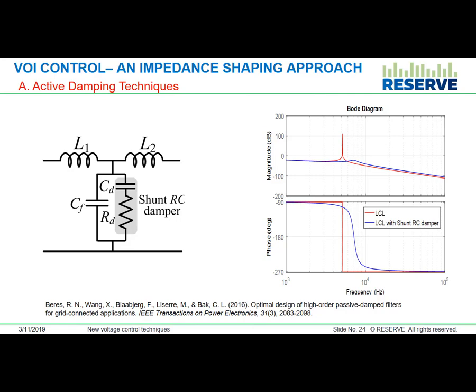The disadvantage, however, is very straightforward: you cannot address changes in the grid impedance. I mean the resonance frequency.